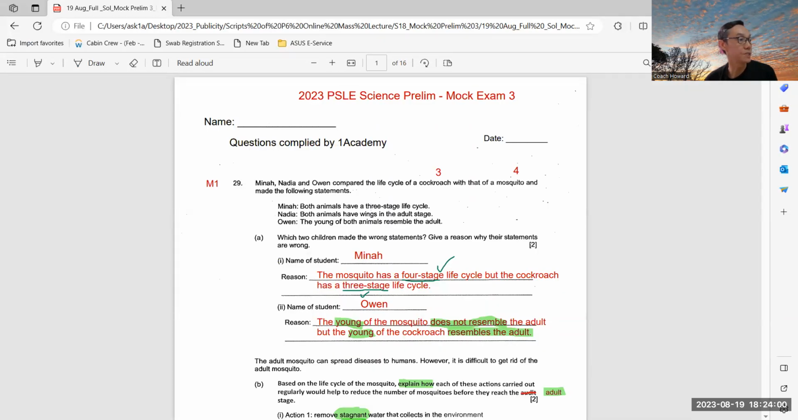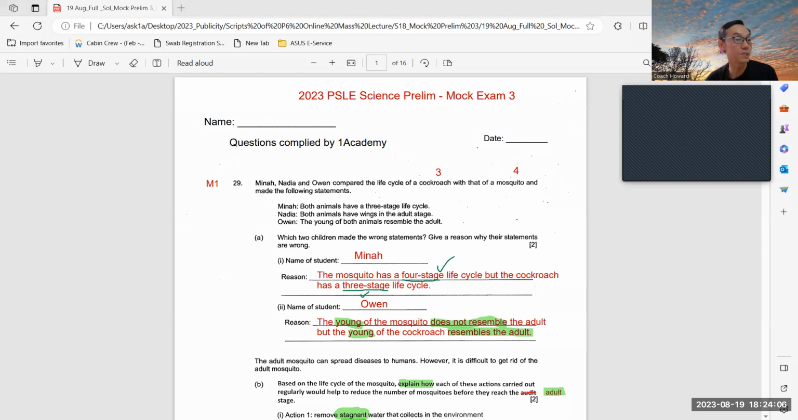Make sure everyone receives it before you log out of the class. So the file is called 19 August, full solution. Make sure you download the file before you exit the class. And then I think someone requested me to send to her parent independently. I think it's Dora, right? So I will do that.